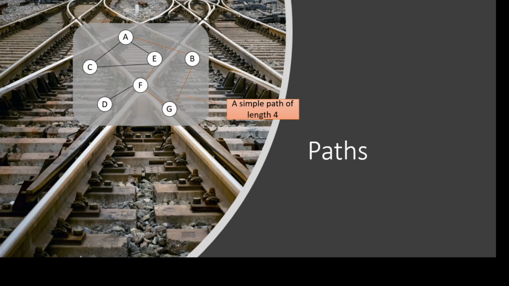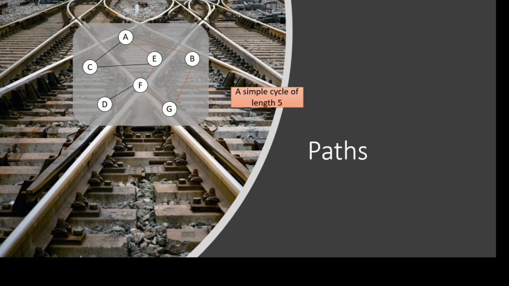So there's five vertices involved, but four edges. So the path size is four. We can also have a cycle, which is a path that starts and ends at the same vertex. So in this case, A, B, G, F, E, A is a cycle of length five, so five edges between.